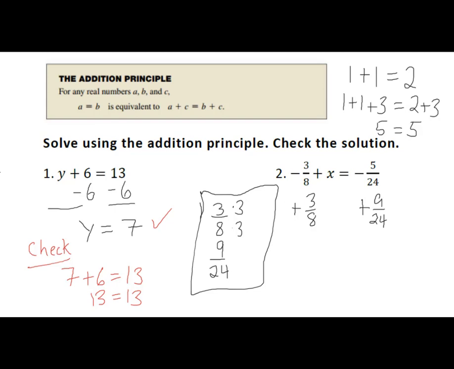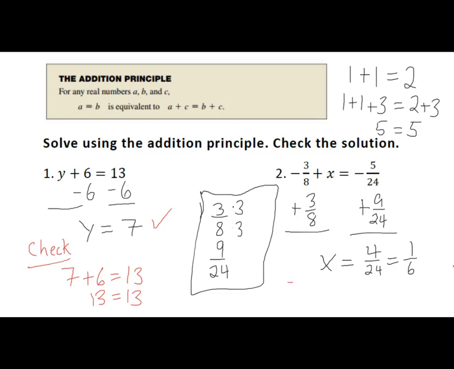So I'm adding the same thing to both sides, even though they look different, because 3 times 3 is 9, and 8 times 3 is 24. So you get the same thing. Now when I simplify both sides, negative 3/8 and 3/8 are gone. Left side is just x. On the right side, negative 5/24ths plus 9/24ths. 9 minus 5 gives you 4/24ths. Now, 4 and 24 are both even numbers, so I know it can simplify. They're also both multiples of 4, so this will equal 1/6.